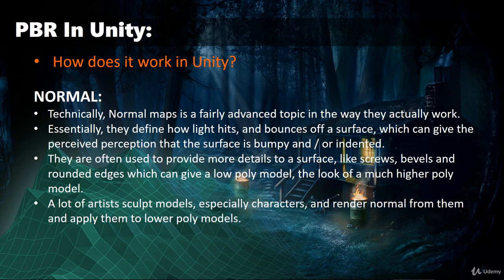In fact, a lot of artists sculpt models in ZBrush or 3D Coat, especially character modelers, and they can bake out a normal map from the high sculpted version of the character and put it onto a really low polygon version of the sculpt, but it retains the detail of the high version, and that way you get a lot more detail in your low poly model. So without further ado, let's go into Unity and see it in action.